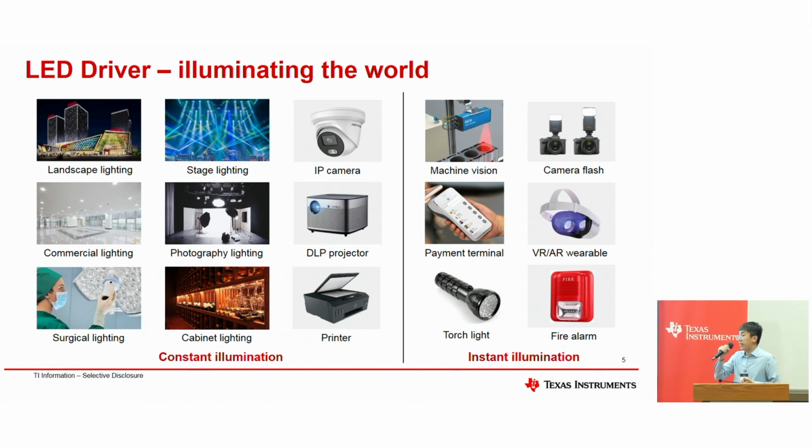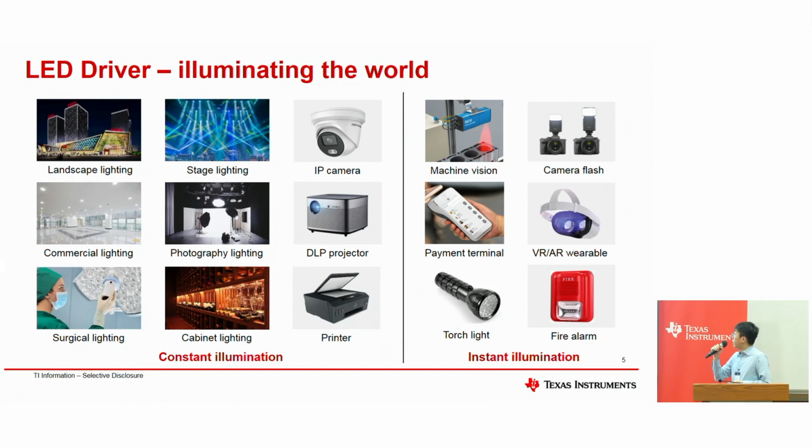The last one is cabinet lighting. It is usually seen in ovens or fridges, so it can provide illumination to your home appliances. Some typical end equipment is also illustrated here. The IP camera mostly accommodates different DC-DC switching or buck-boost switching for the infrared LED driving in those IP camera applications.